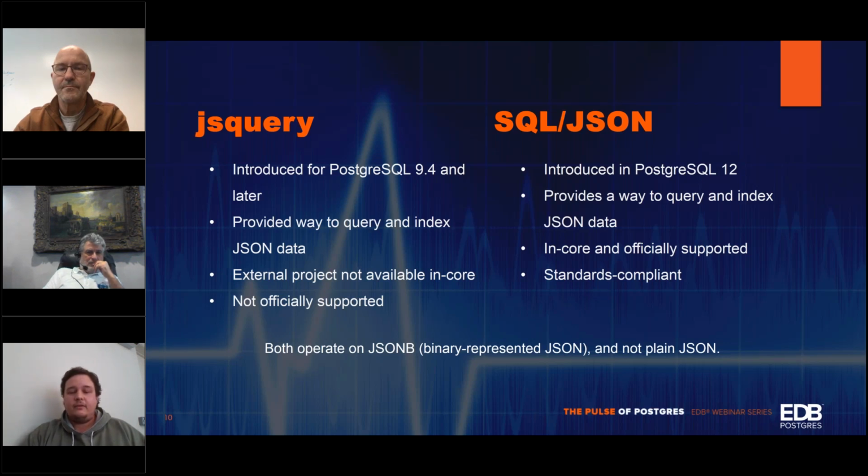So an extension was created called Jsquery to help with this. This one was introduced in PostgreSQL 9.4. I think it's still available if you want to use this, even in the latest version of Postgres. You technically can. You can compile it, or it's possible that if you've got a package manager on Linux, for example, that it might package Jsquery with that as well, and you can just install it as an extension. This provides a way to query and index JSON data.